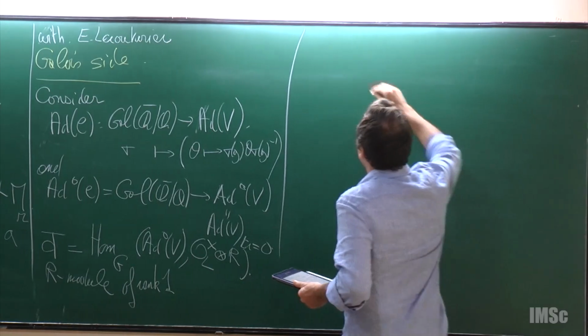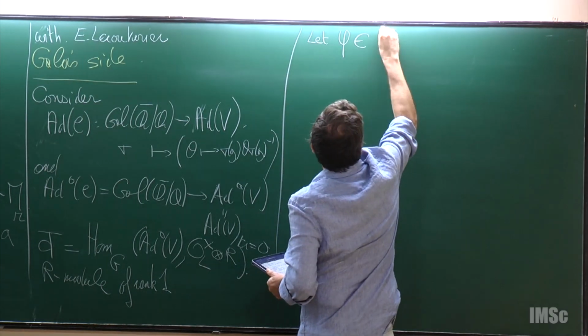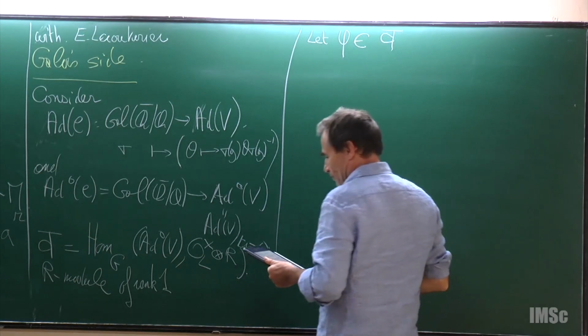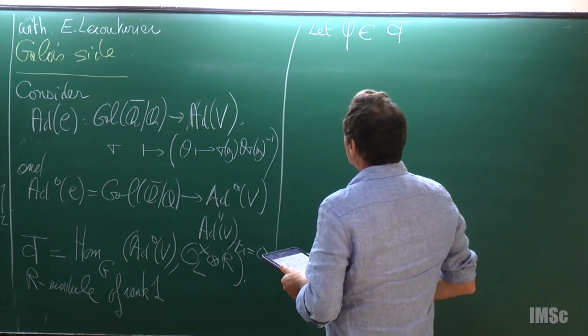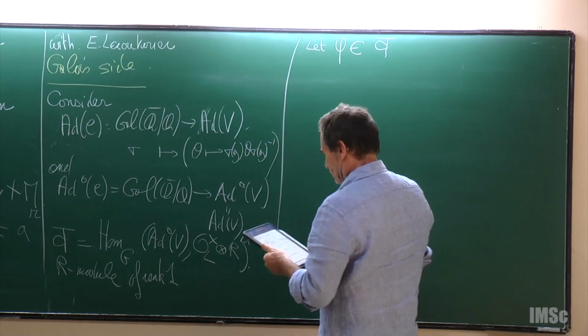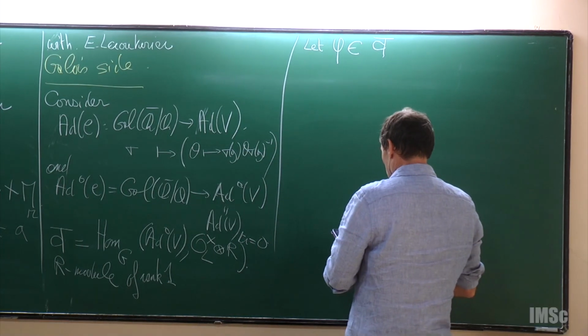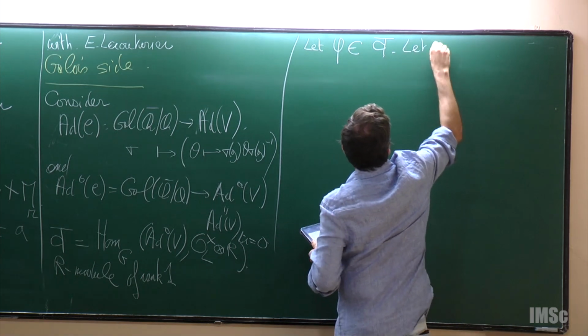Now consider an element phi into this Hom. And to phi, for every prime number Q, I will associate an element in FQ star tensor R. Okay, so let Q be a prime number.